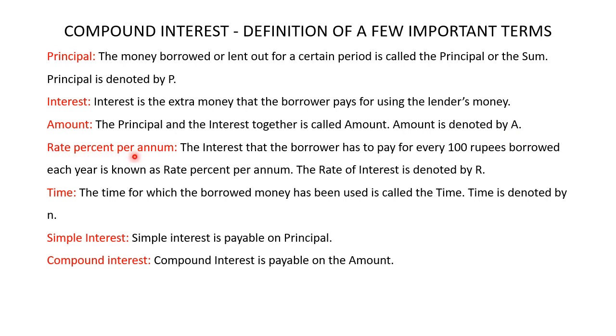Rate percent per annum. The interest that the borrower has to pay for every 100 rupees borrowed each year is known as the rate percent per annum. The rate of interest is denoted by the letter R. Time. The time for which the borrowed money has been used is called the time. Time is denoted by the letter N. Simple interest. Simple interest is payable on principal. Compound interest. Compound interest is payable on the amount.